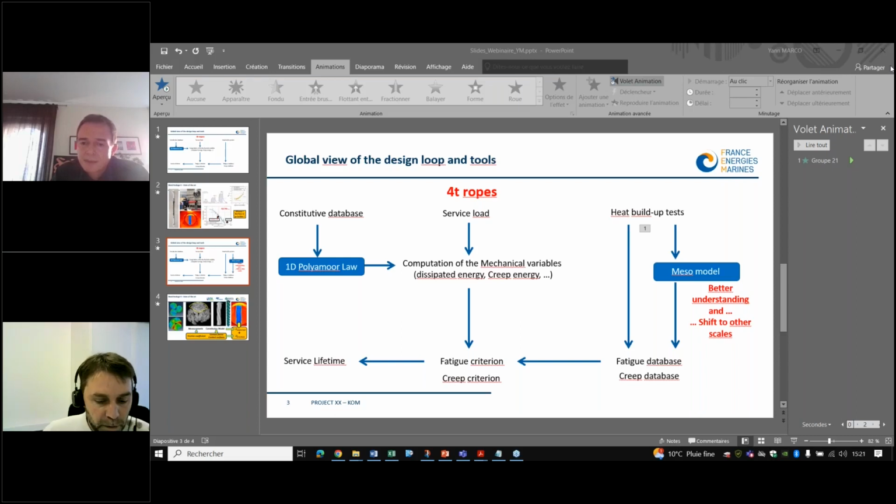So we received a few questions in the chat during your presentation. The first one, perhaps for Laure: you presented the behavior of 4-ton and 7-ton sub-ropes. The question is, do you update the law between the two sub-ropes? If yes, do you update the law based on the results obtained on the bench test or not?